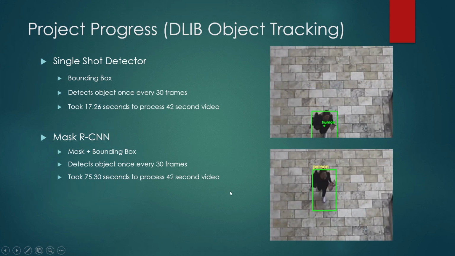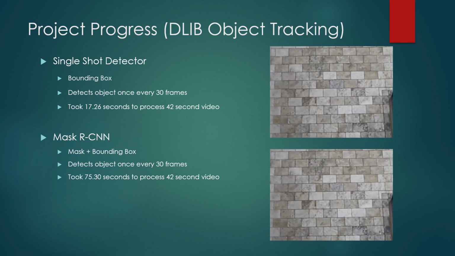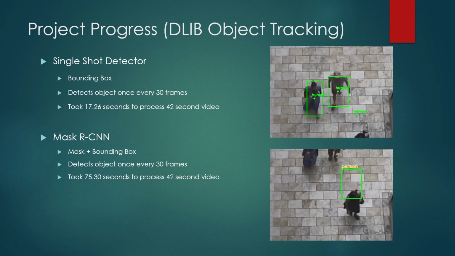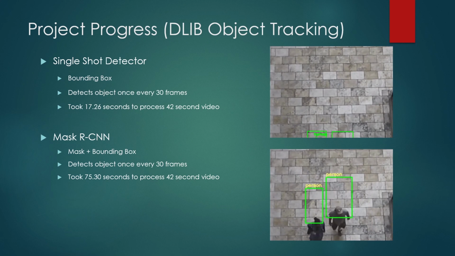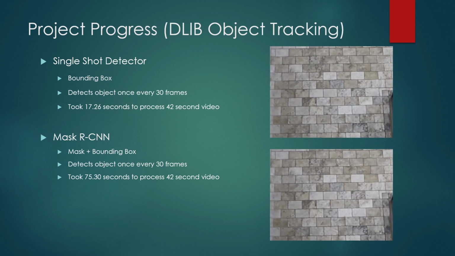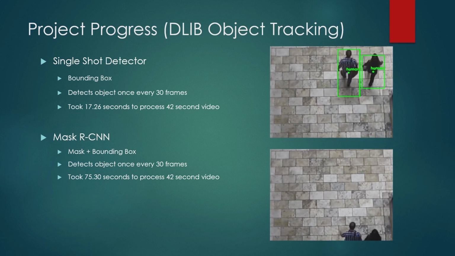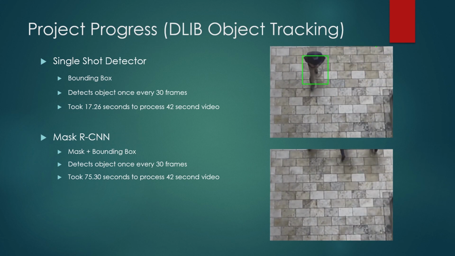The video on top is for single shot detector plus Dlib object tracking, while the video below is from Mask RCNN plus Dlib object tracking. As you can see, the single shot detector has successfully detected the humans in the frames while successfully tracking them as well. However, for Mask RCNN, there's a bit of difficulty for detection as well as tracking.